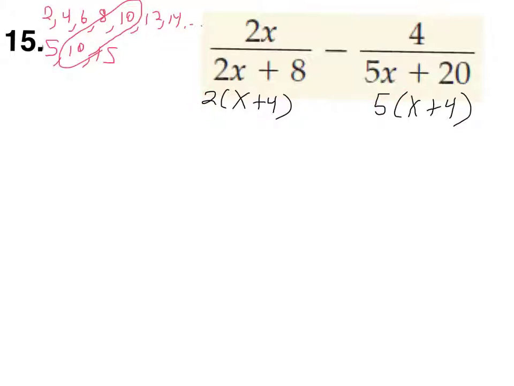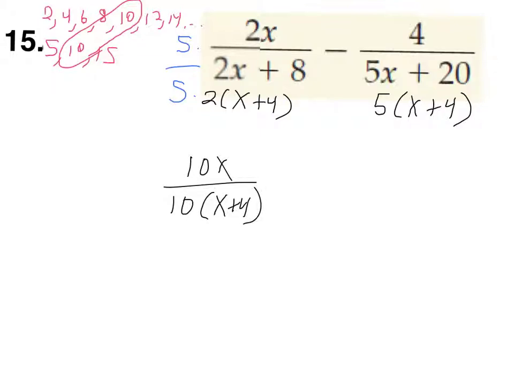So in order to make the first one 10, we're going to have to multiply both top and bottom by 5. And so that is going to now say 10x on top, because I had to multiply 5 times 2x. And on bottom, I have 5 times 2. Remember, we wanted to make that say 10. And then I still have the x plus 4 in parentheses. All right, this is going to stay a minus sign.